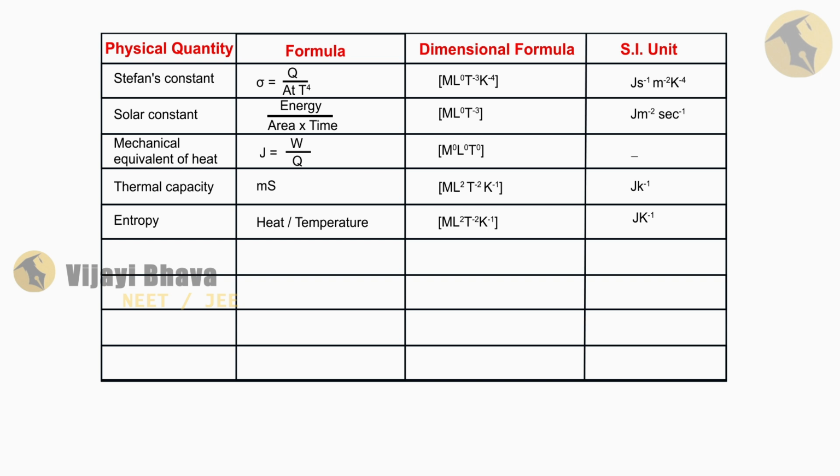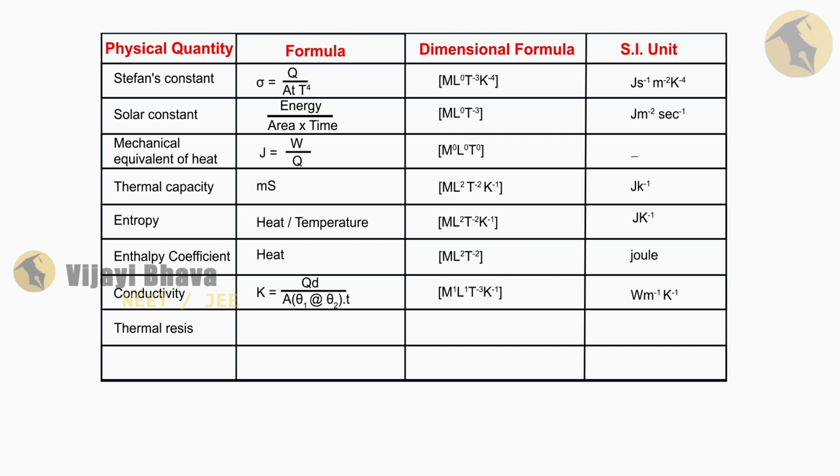The next physical quantity is enthalpy coefficient. It is equal to heat, hence its dimensional formula is M1 L2 T minus 2. Next, conductivity, given by K is equal to QD by A into difference of temperature into time, where Q is heat energy, D is the distance, A is area, T is time, and of course this is the difference of temperature. Substituting the dimensional formula of all these and solving, we get M1 L1 T minus 3 K minus 1.